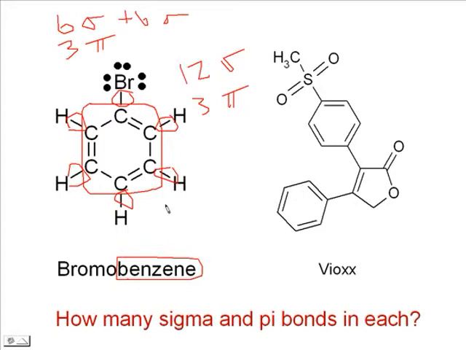The molecule on the right-hand side is Vioxx. You may have heard about it in the news, taken off the market. It was an anti-inflammatory used to treat arthritis and just aches and pains in joints. Vioxx is an organic molecule, so it's a little bit more complicated than table salt and things like that.